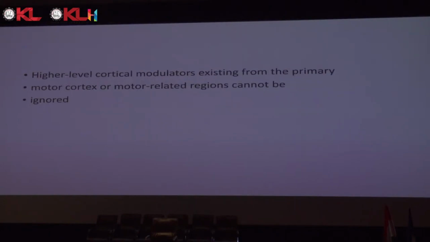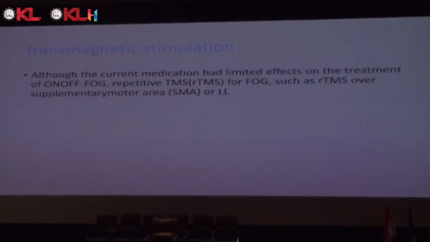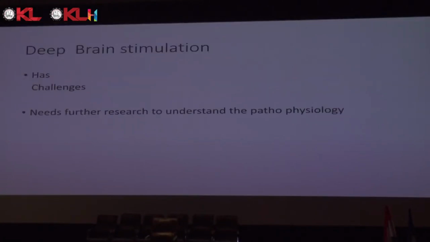Freezing of gait is one of the main problems in this, because a lot of cortical modulation is happening in the cortex region, so it is not able to control the movements. Evidence says that motor cortex perturbation affects postural gait processes, influenced by cognitive impairment, initial sensorimotor condition, environmental perturbation, and other factors also playing a role. Transcranial magnetic stimulation has a partial role in this. Deep brain stimulation has challenges and needs further research to understand the pathophysiology further.